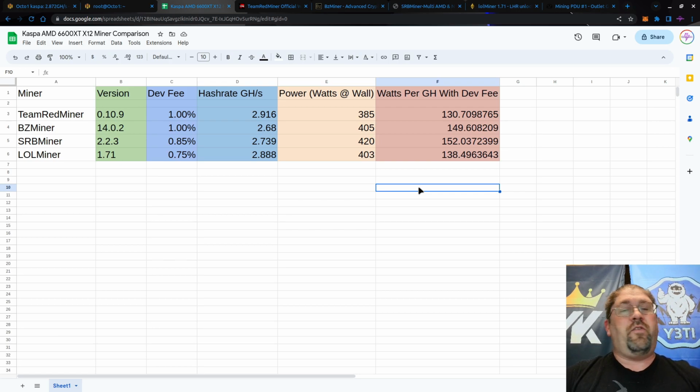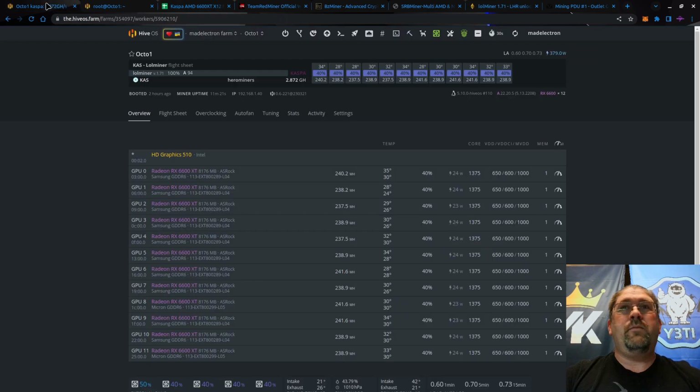Now, keep in mind, this may change for 6700 cards, 6800 cards, 69s. I only tested the 6600 XTs. And also remember, all of my timings were the same, and these are fairly conservative timings. It's meant to be efficient, especially in this day and age. Believe it or not, it's actually profitable. Hold on a second.